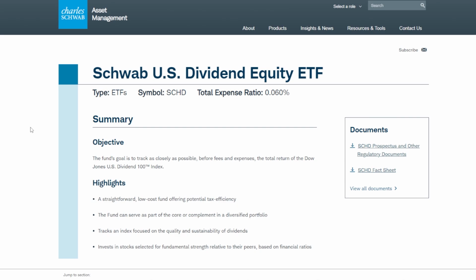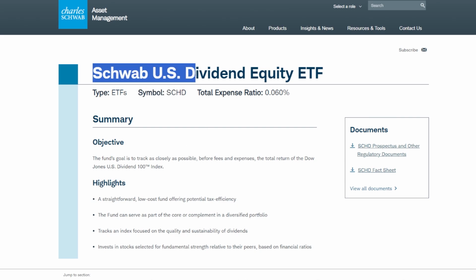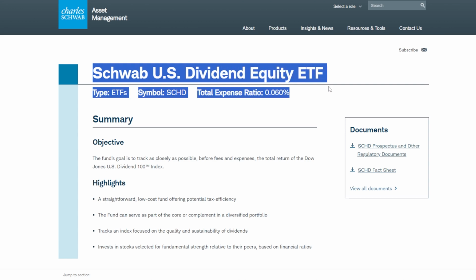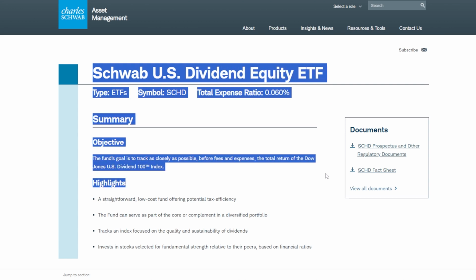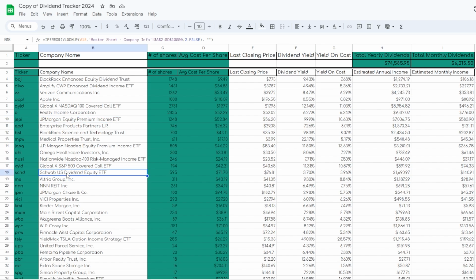The Schwab US Dividend Equity ETF, known as ticker symbol SCHD, is easily one of the most popular dividend growth ETF choices across the entire spectrum of ETFs for dividend growth investors. And for me personally, I'm definitely included in that list.